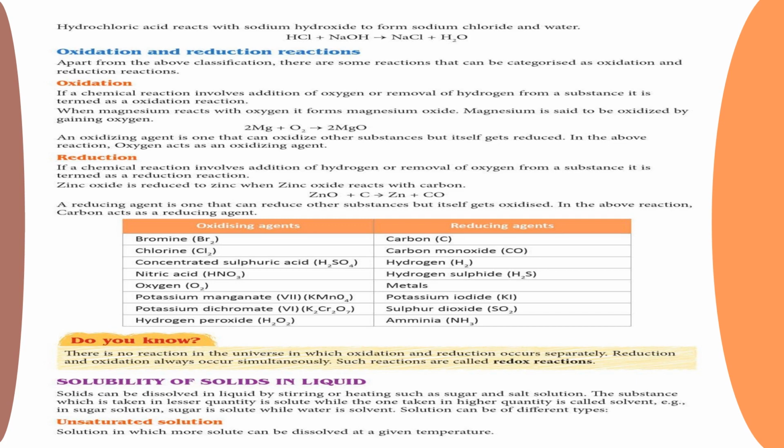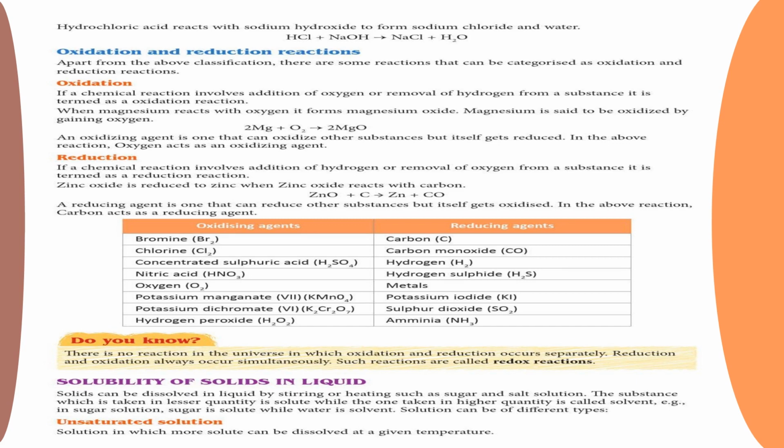And an oxidizing agent is one that can oxidize other substances but itself gets reduced. In the above reaction, oxygen acts as an oxidizing agent. Second, reduction reaction. If a chemical reaction involves addition of hydrogen or removal of oxygen from a substance, it is termed a reduction reaction. For example, zinc oxide reacts with carbon, it will form zinc and carbon monoxide. In this reaction, a reducing agent is one that can reduce other substances but itself gets oxidized. In the above reaction, carbon acts as a reducing agent.